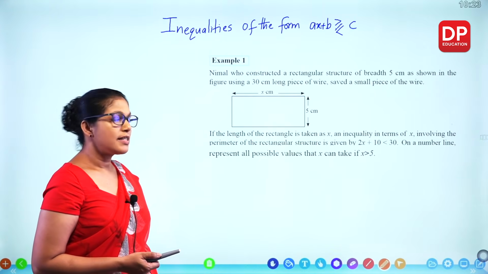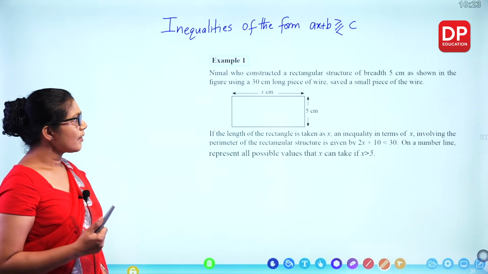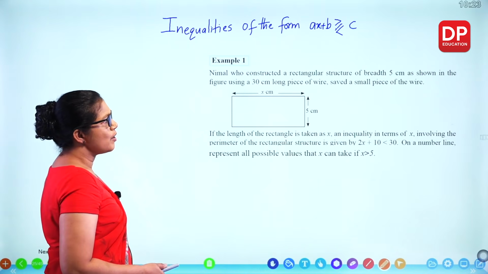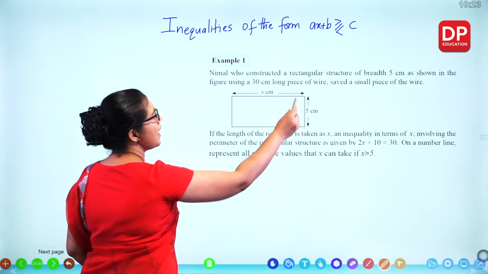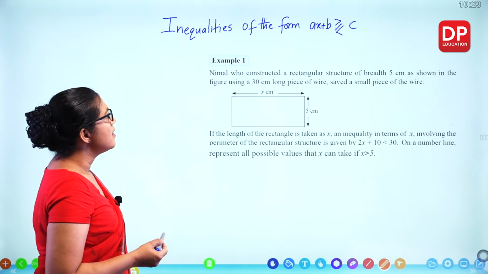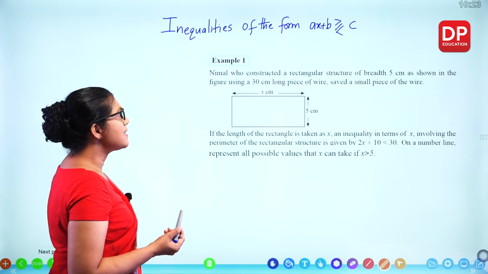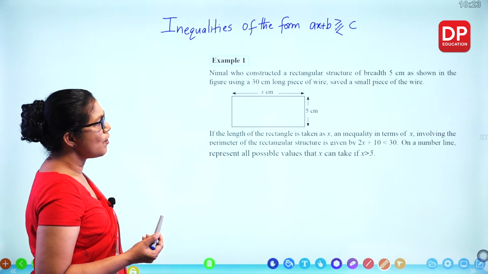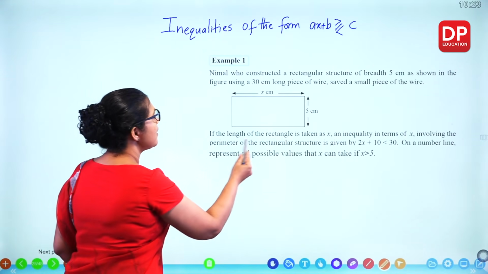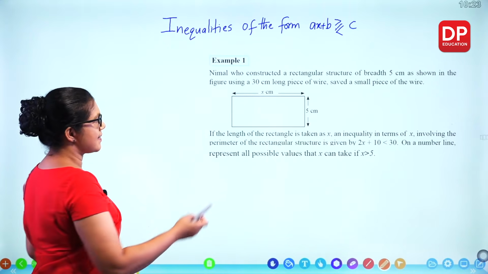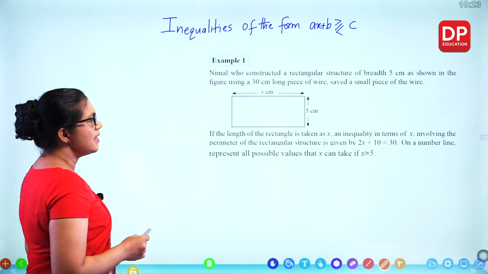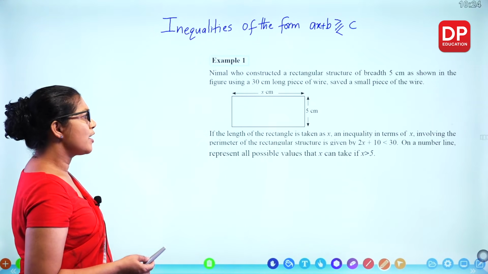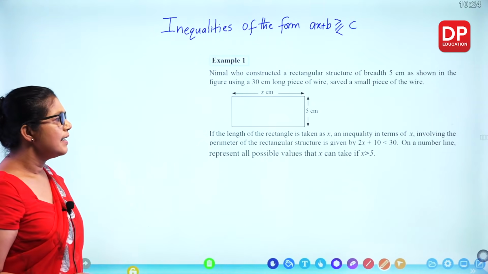Now we'll take example 1 in your textbook. Look at the question. It says, Nimal, who constructed a rectangular structure of breadth 5, as shown in the figure, using a 30 centimeter long piece of wire, saved a small piece of the wire. If the length of the rectangle is taken as x, an inequality in terms of x involving the perimeter of the rectangular structure is given by this.